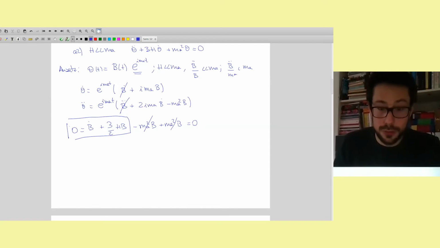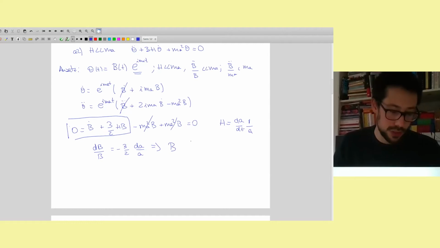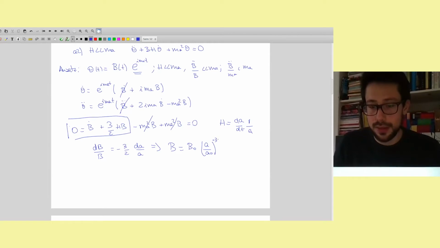And this is really easy to solve. Again, if we remember that h equals dA dt over a, we can plug this in here. And again, what we get is that dB over b equals minus 3/2 dA over a. And as a conclusion, we know that the amplitude of this oscillation will be equal to some initial amplitude b0 times a over a0 to the minus 3/2.